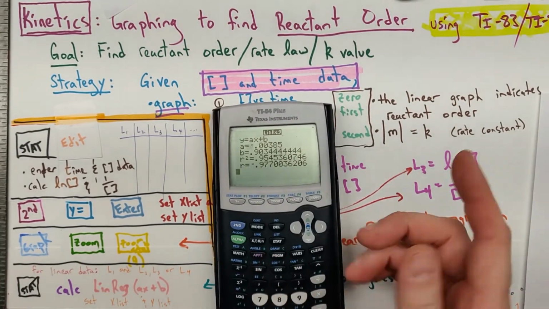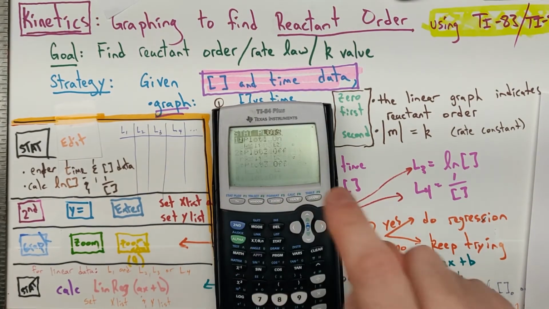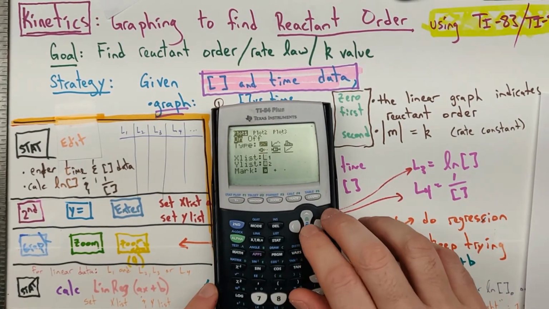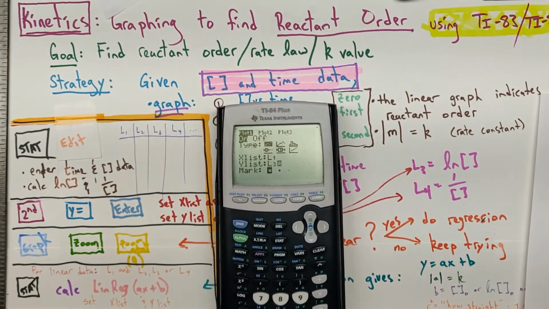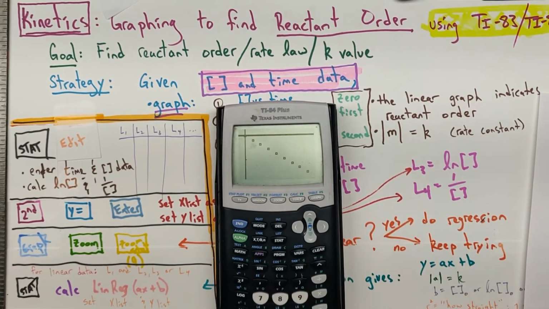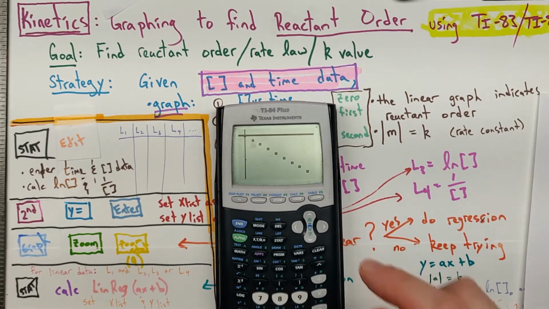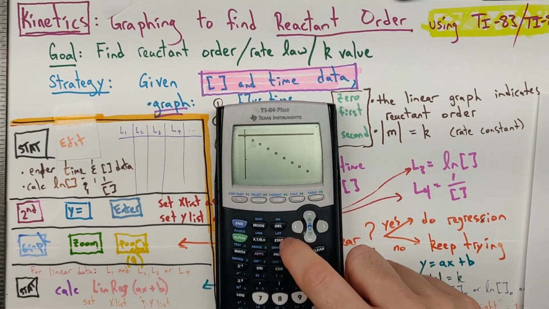so now let's try natural log of concentration, which would be first order. So I'm again going to go to the stat plot, second y equals, and instead of L1 and L2, now I'm going to try L1 and L3. We'll graph it, zoom 9. That looks pretty straight, all right? And I'm not super confident that it looks pretty straight, so we can always check with our linear regression.